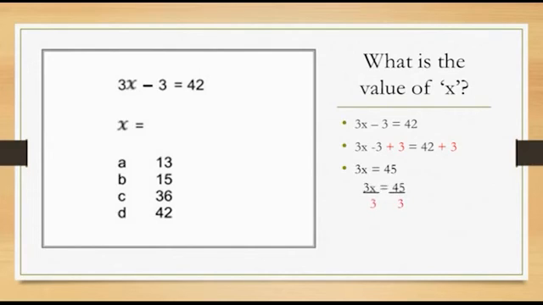All right, now we have 3x being multiplied by 3, so we divide by 3. 45 divided by the very same 3 gives us x equals 15. So when you substitute x with 15 into this equation, it is true. 3 times 15 gives us 45. 45 subtract 3 gives us 42.